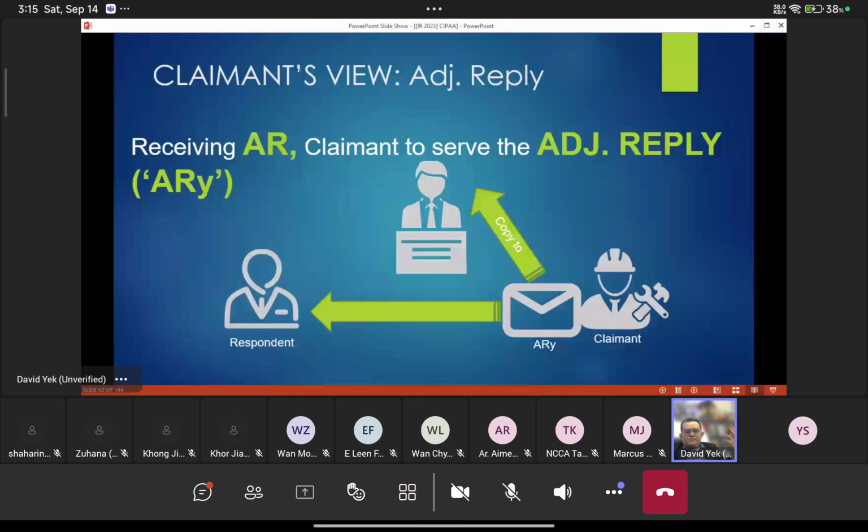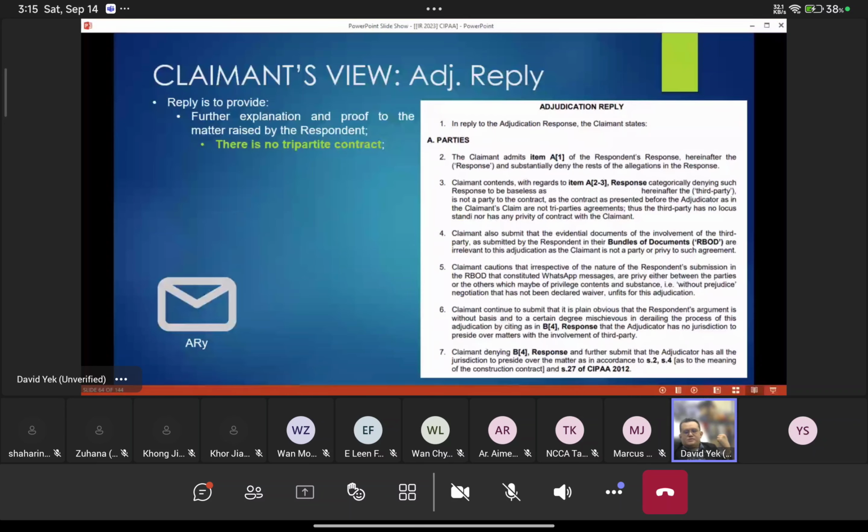The adjudication reply will further explain and prove the matters raised by the respondent. So over here, I would say that there is no tripartite contract. You look at the whole contract on a good faith basis. The ones who signed the contract are the architect and the engineer. There is one item in the contract referring to another contract where the third party exists, but that other contract does not constitute part of this contract and cannot be read together with it. So you have to tai chi, you have to explain all these things.